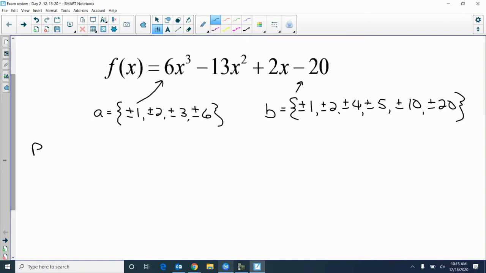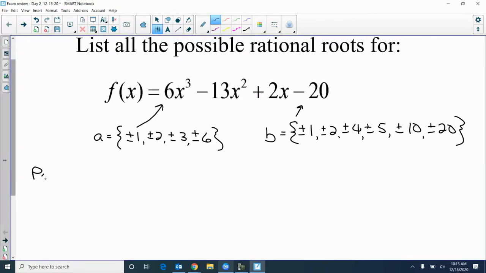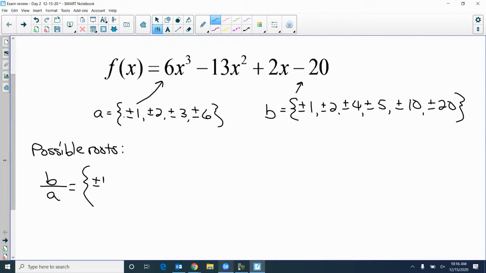So the possible roots. Now you take all those divided by 1, and we've talked about this before, you get all the constants. And I always just write those down first. So I'm going to get every constant I can. So 1, 2, 4, 5, 10, and 20.